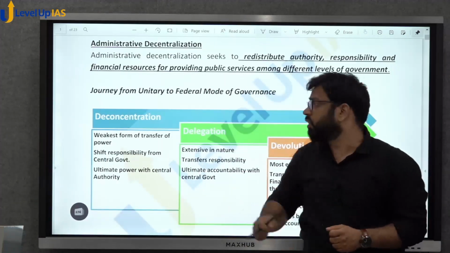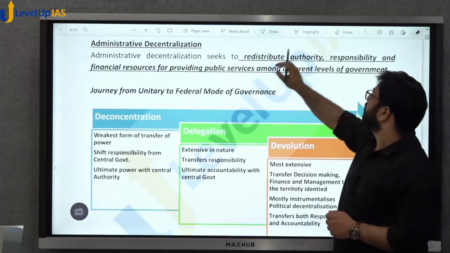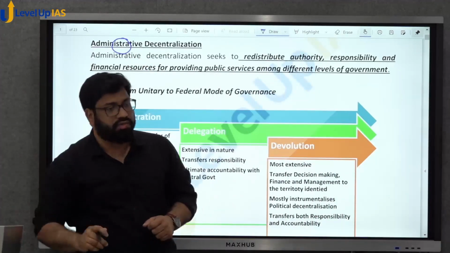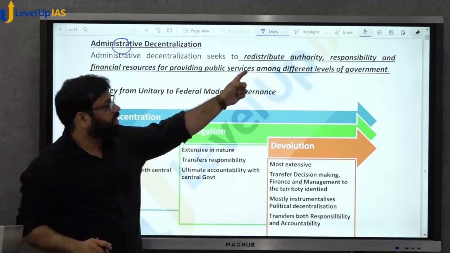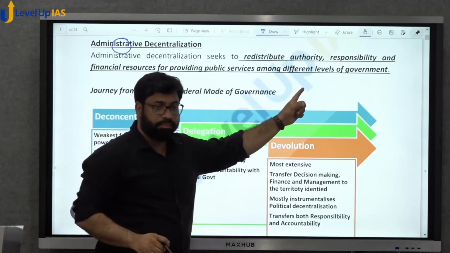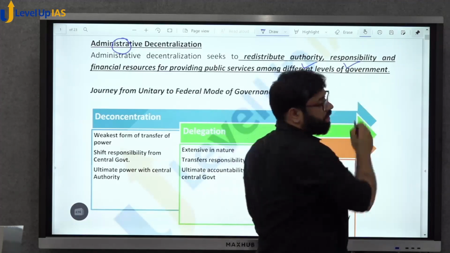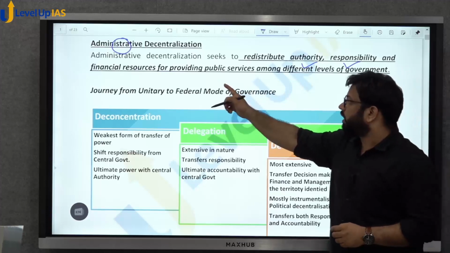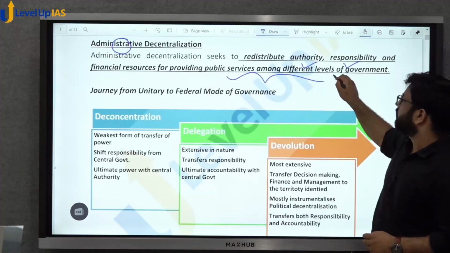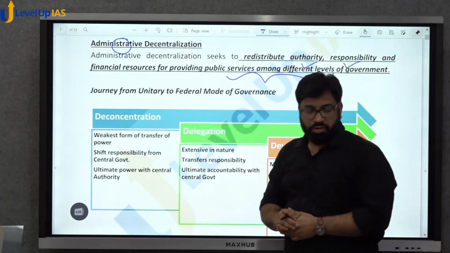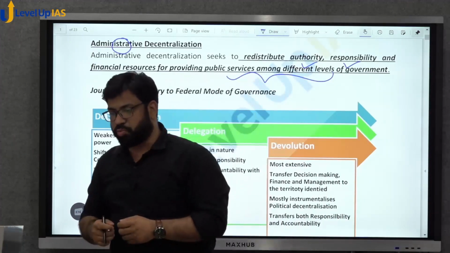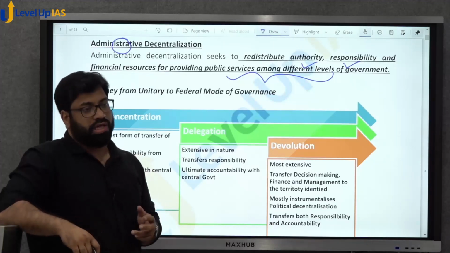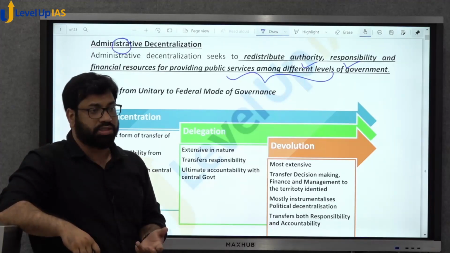Let's talk a little about administrative decentralization. This term is important. So what is it? It is the redistribution of authority, responsibility, and financial resources for providing public services among different levels of government. So why are you doing administrative decentralization? To provide public services. And what are you decentralizing? What are you transferring? For what are you transferring the authority and responsibility?